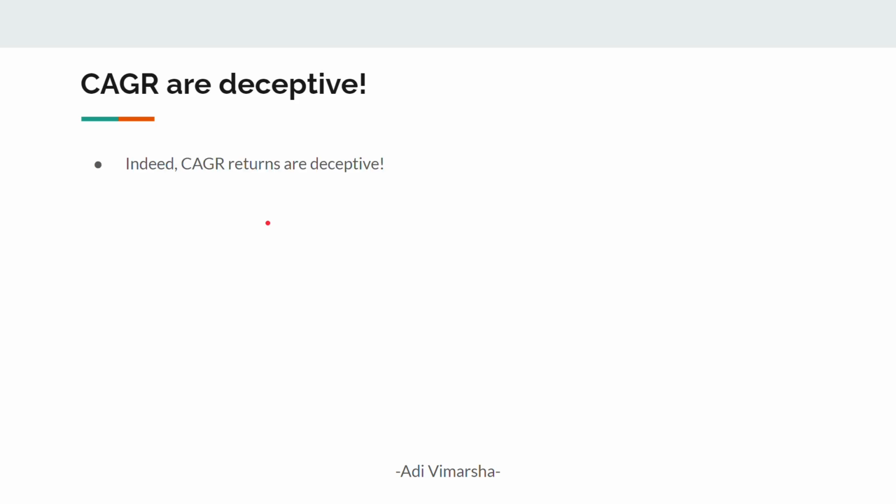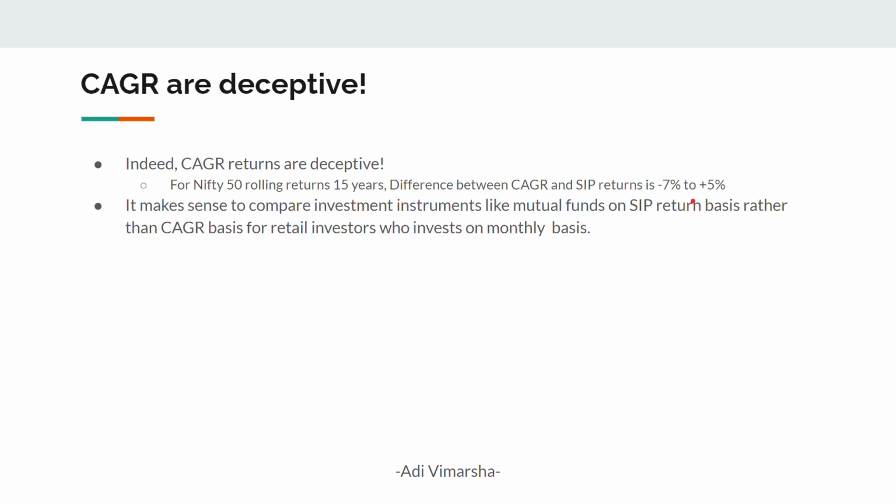So just to summarize, indeed CAGR returns are deceptive. And what we observed for the Nifty 50 case, if we plot rolling 5-year returns, the difference between CAGR and SIP returns is -7 to 5%. So it makes sense to compare investment instruments like mutual funds on an SIP return basis rather than a CAGR basis for a retail investor who invests on a monthly basis.